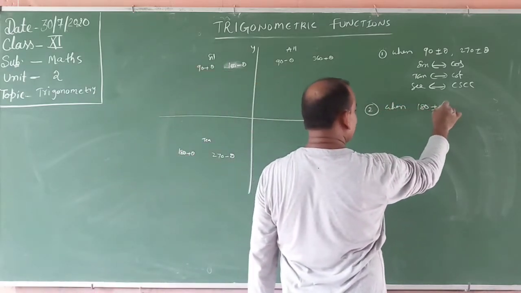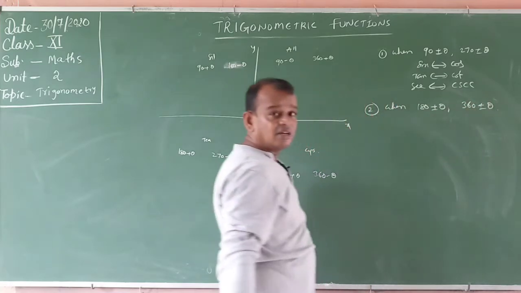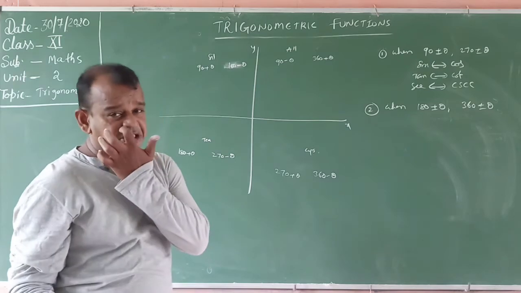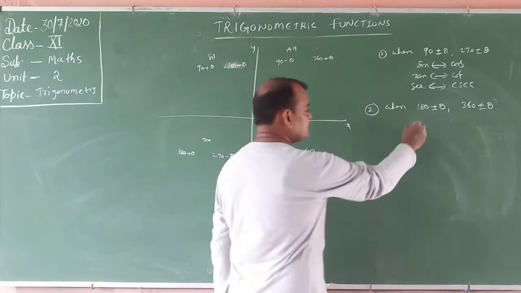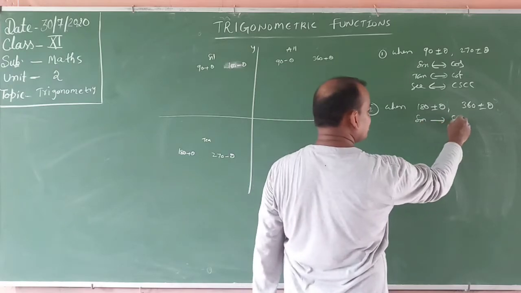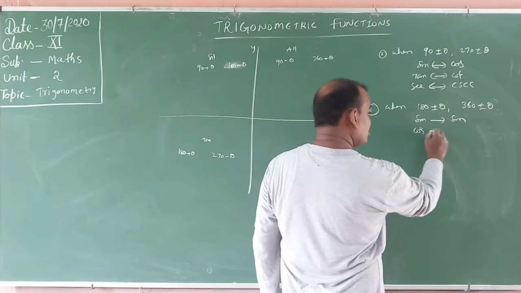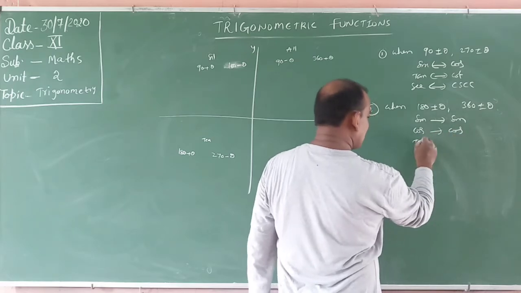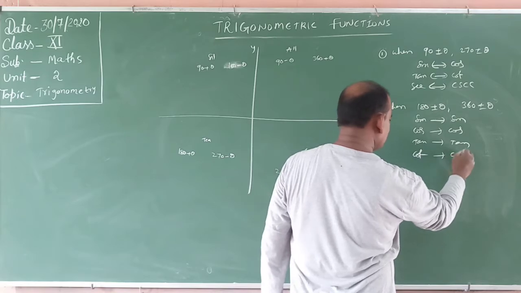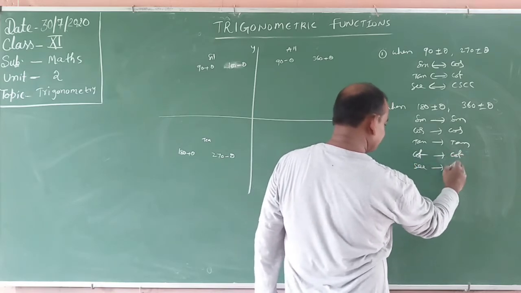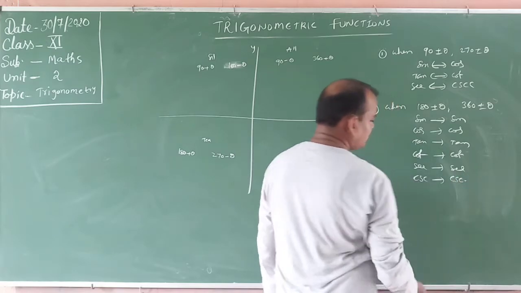Now, when 180 plus or minus theta or 360 plus or minus theta occurs, that is 180 plus theta, 180 minus theta, 360 plus theta, 360 minus theta, there is no change in the trigonometric ratio. Sine remains sine, cos remains cos, tan remains tan, cot remains cot, secant remains secant, and cosecant remains cosecant.